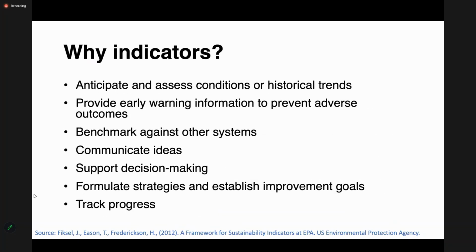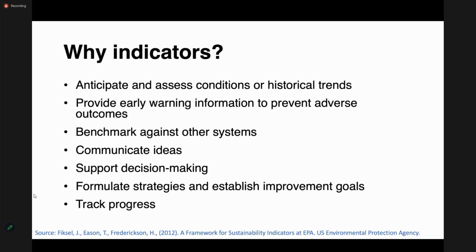So why then do we need indicators? When we have indicators, we can assess conditions. We can check conditions. What is the current situation? What is the status? How are we doing? We can check historical trends during the past 10 years. How have we been doing? Is there an improvement? Or have we been doing better or worse?